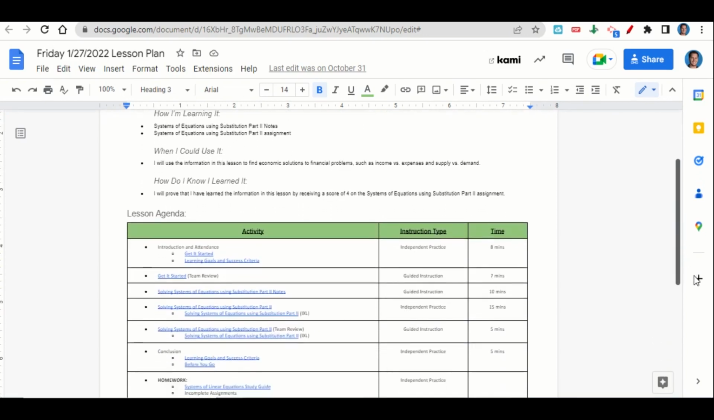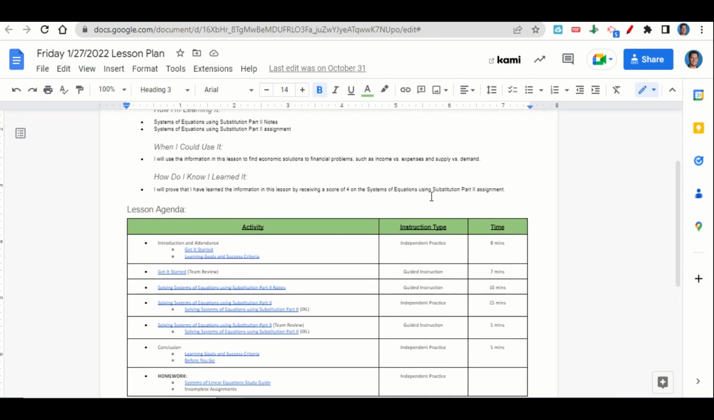Now let's take a look at our agenda for today. We will begin by going over the learning goals and success criteria. While we do that, you'll fill out your Get It Started. Once you've completed your Get It Started, we'll go over it together and answer any questions that you may have. After that, we'll go over the Solving Systems of Equations Using Substitution Part II notes. And then I'll give you time to complete the Solving Systems of Equations Using Substitution Part II assignment on IXL. Once you've completed the assignment, we'll go over it together and answer any questions that you may have.